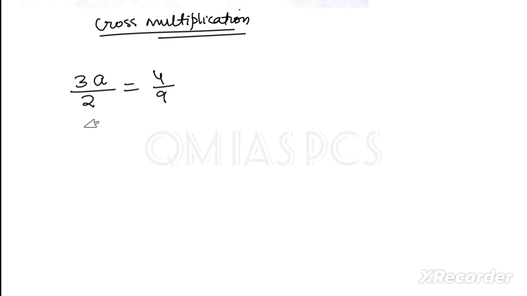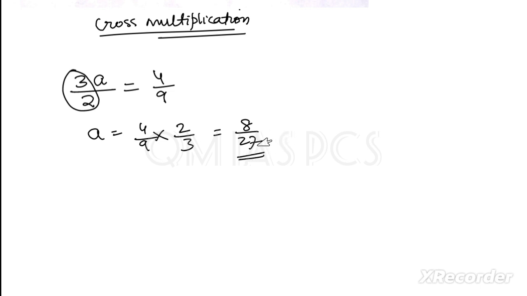So what we will do, see, if you are a little bit good in math, you can simply say a is equal to 4 by 9 multiplied by the reciprocal of 3 by 2, so it is 2 by 3. Now solve it, it is 8 by 27. This is your first step. If it is given and you have to find the value of a, just write the fraction on this side and the reciprocal of the fraction 3 by 2, that will be 2 by 3.